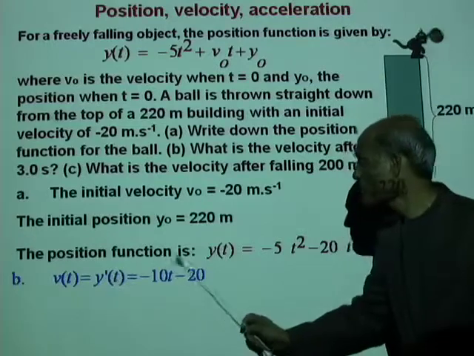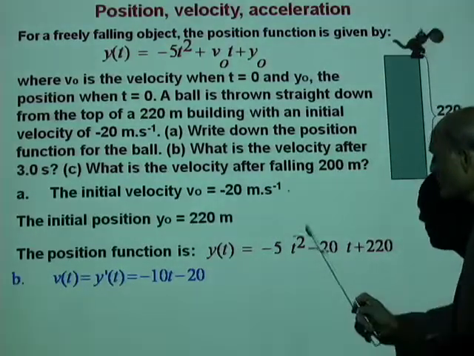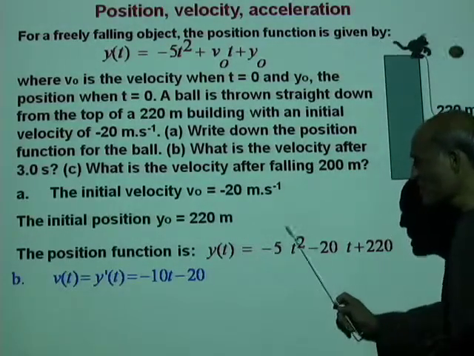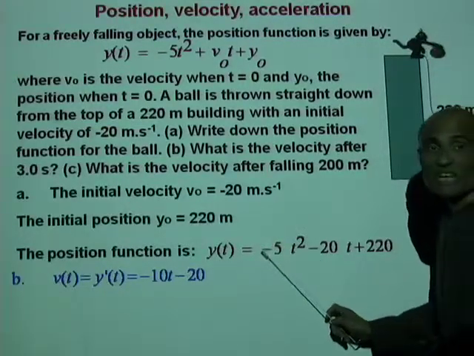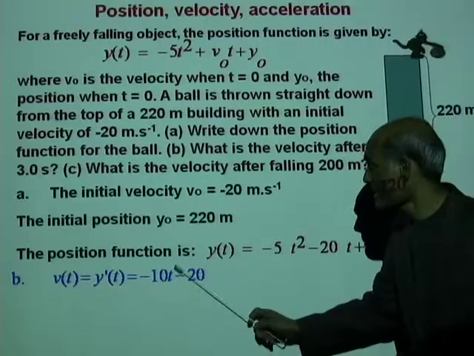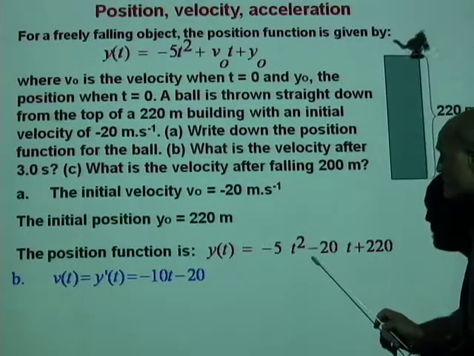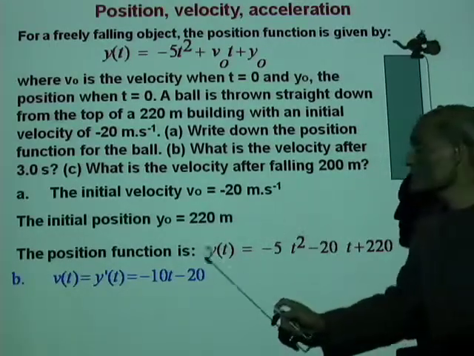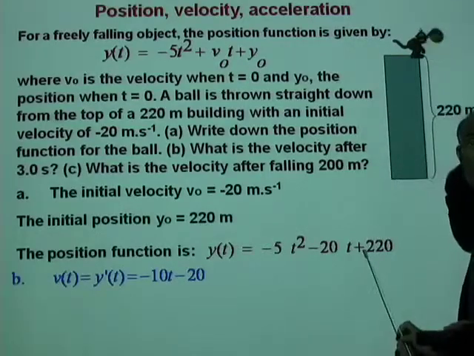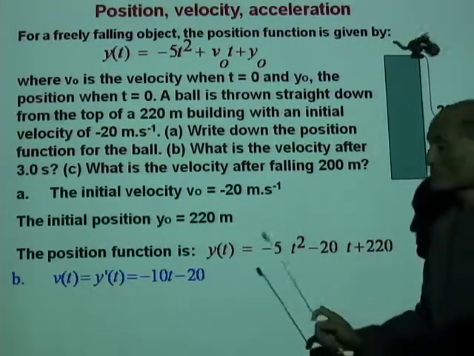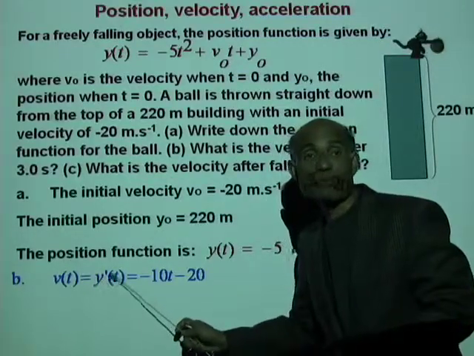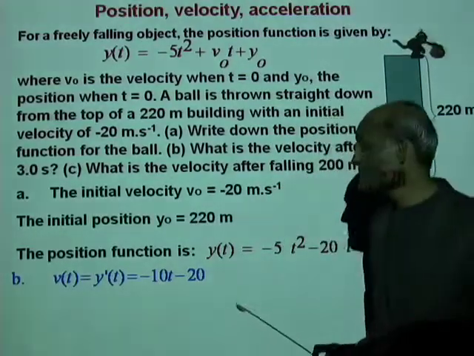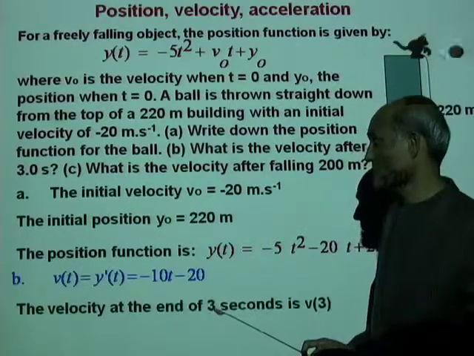Now, y prime of t is the derivative of this. Find the derivative of each term. Negative 5t squared, the derivative is negative 10t. The derivative of negative 20t is negative 20. And the derivative of 220 is 0. So the velocity function is y prime of t, which is negative 10t minus 20.